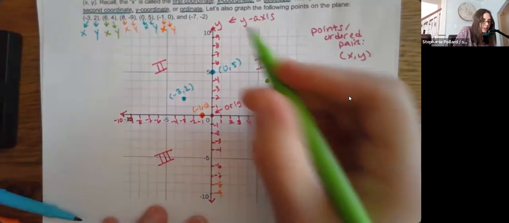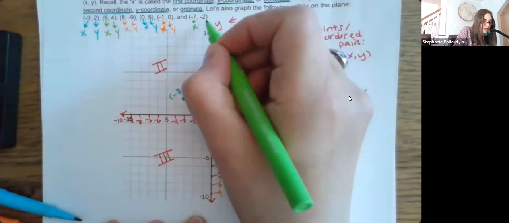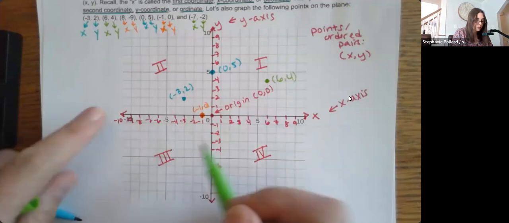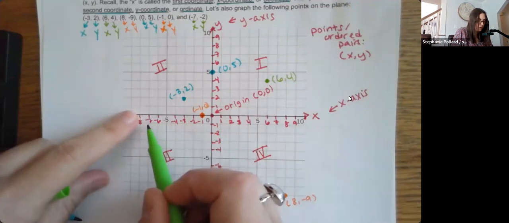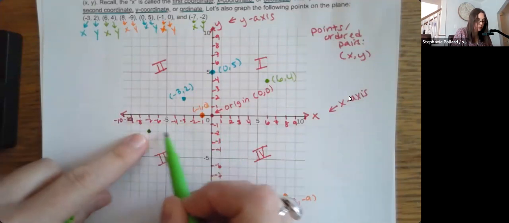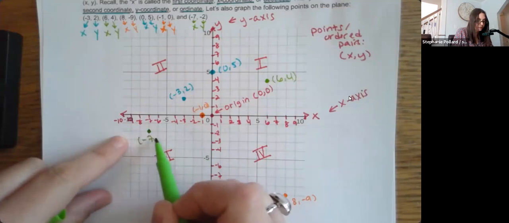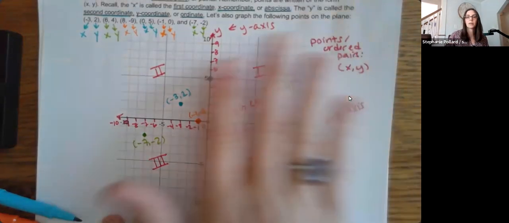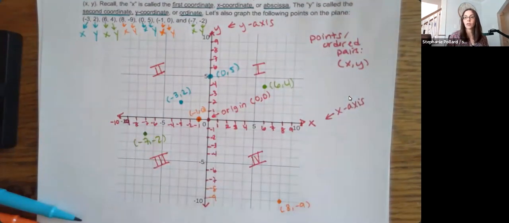And then finally, my last point is negative 7 and negative 2. So I find my negative 7 on the x-axis. Negative 2 is down, so I'm going to count down 2 units. And again, you'll see that it matches in directions. So that's just a quick review on how we can plot points, which is one of the key things for graphing.